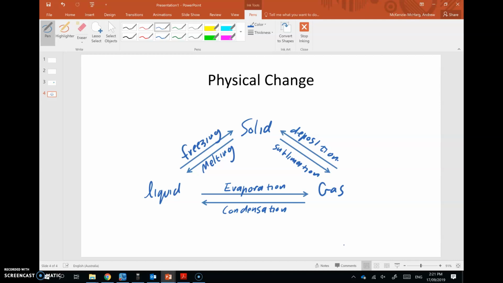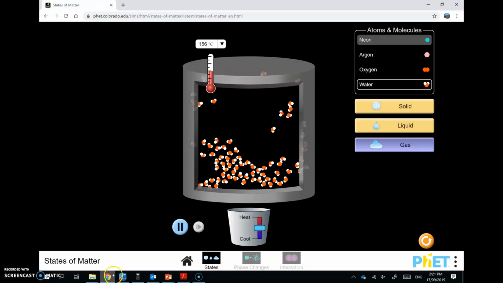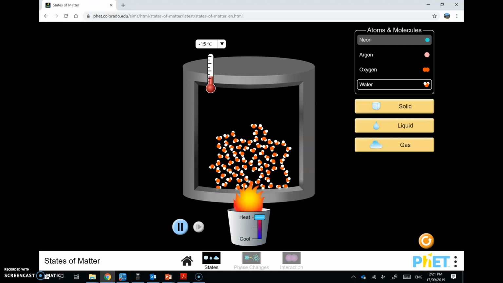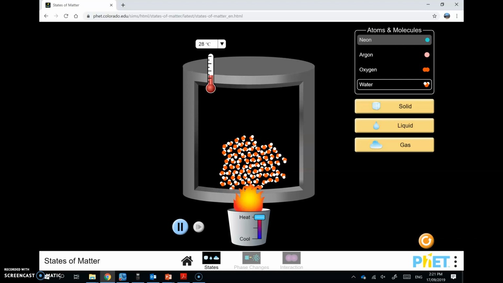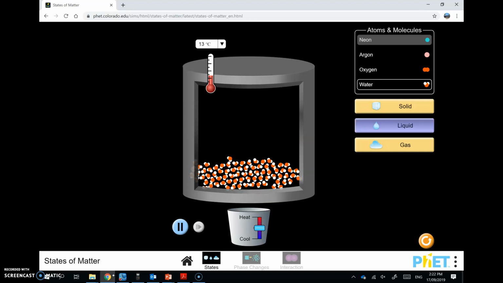We need to understand that matter is composed of a large number of small particles, and that if we add thermal energy to this matter, those particles will gain energy. They'll move more rapidly as we add thermal energy, heat them up. They'll move more rapidly and move further apart from one another, eventually moving from the solid phase to the liquid phase and then eventually the gas phase.